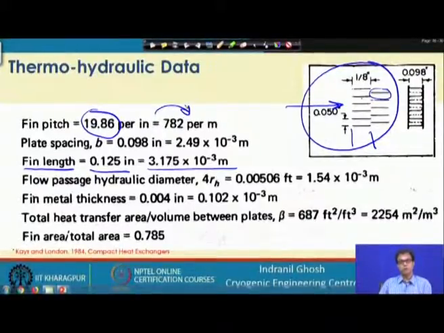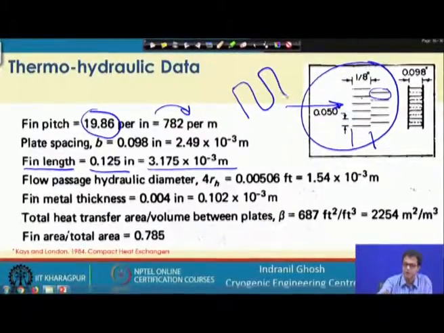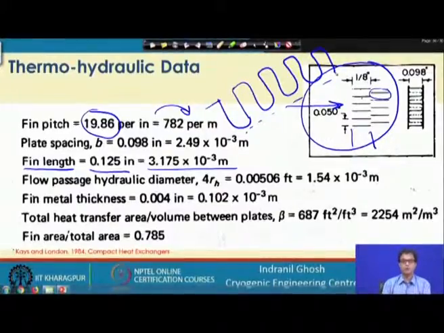In a meter, it would be able to accommodate some 782 number of fins. So, from there you would be able to estimate how many fins there are if we make a 1 meter long length of this fin. So, we are going to get some 782 number of fins.